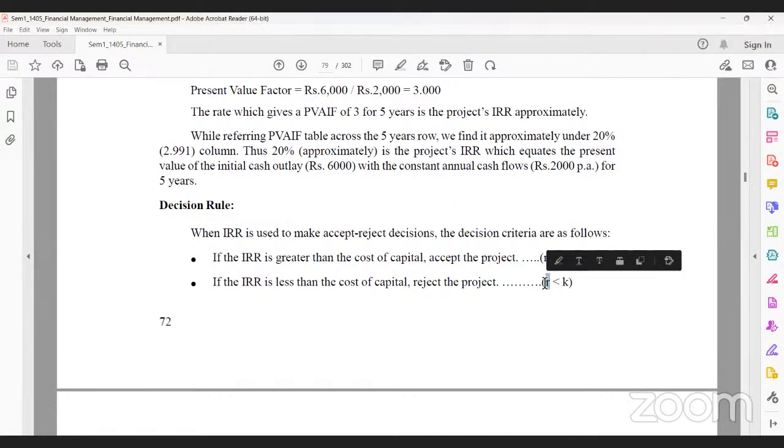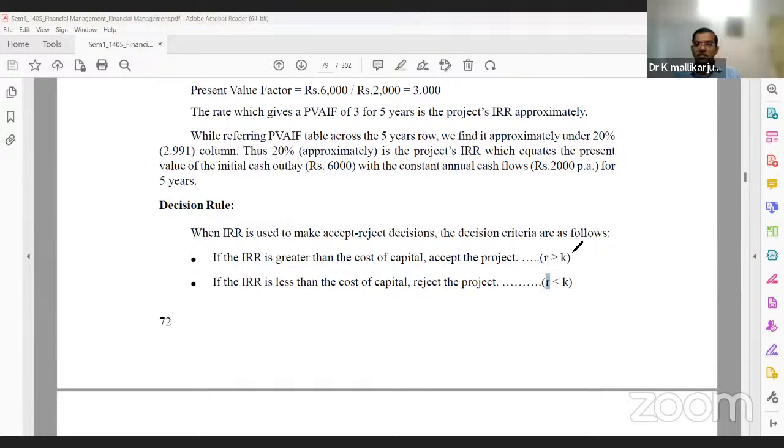If the return is higher than the cost, for example the return is 12% or 15%, we will accept the project. Return is 15%, the cost is 10%, we can accept the project. For example, this is a 10% cost and the return is only 8%, we will reject the project.